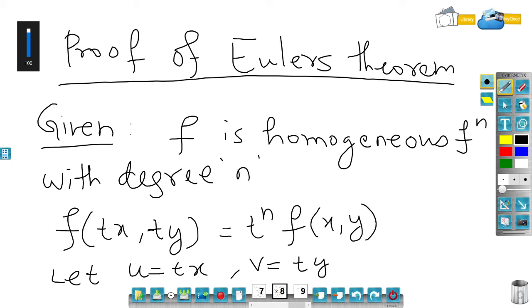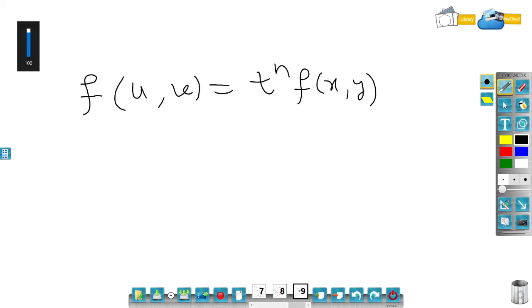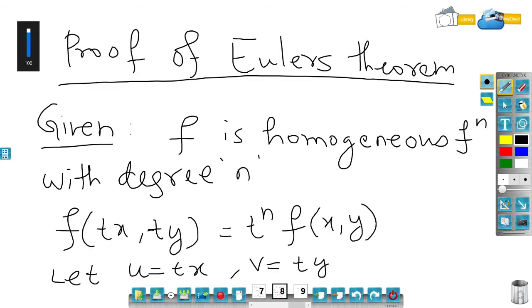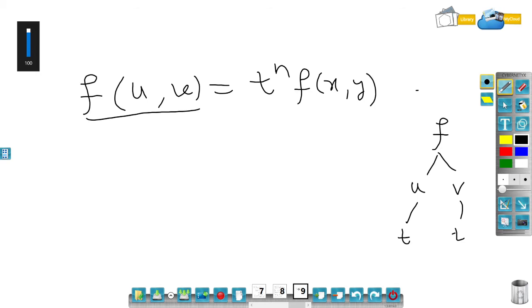Correct. So now I'll differentiate this expression by t. Now try to understand that my function f in this case depends on u and v, which again depend on t. I hope it is okay. Yes, f depends on u and v, which again depend on t.